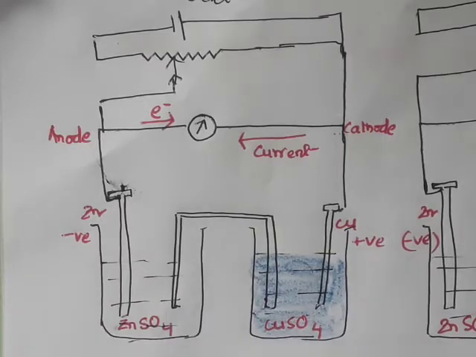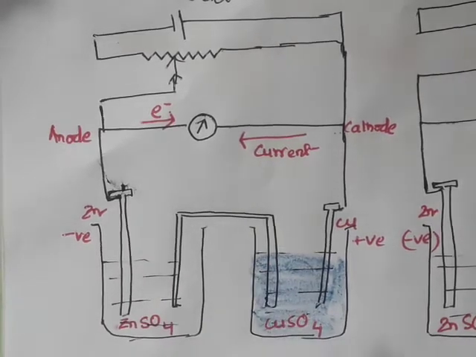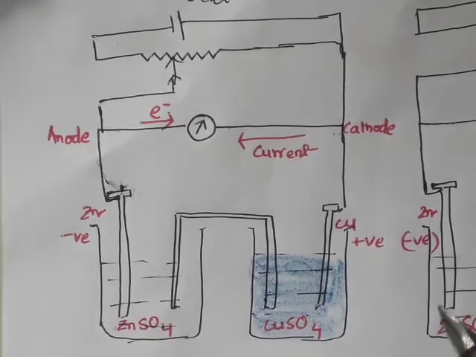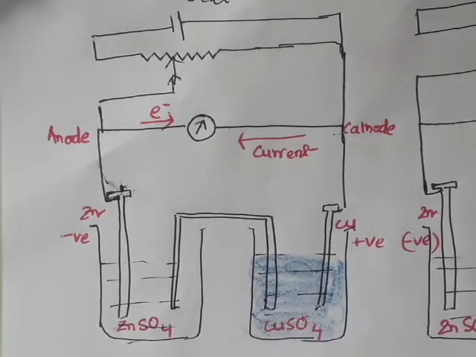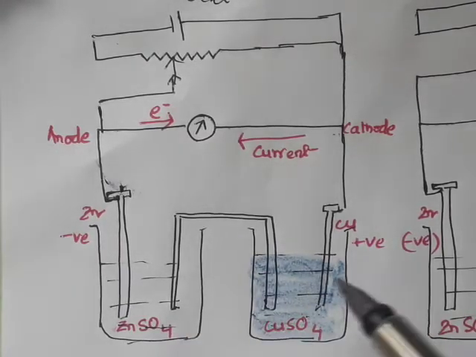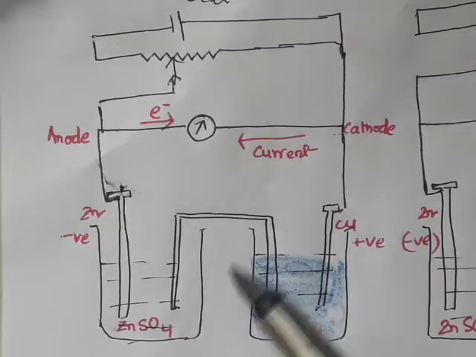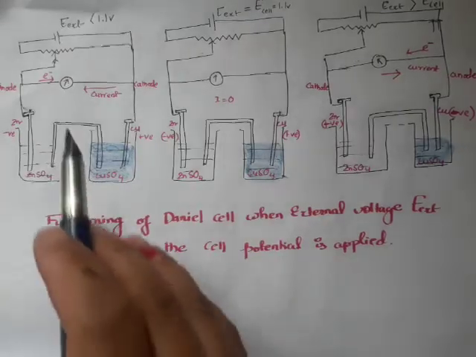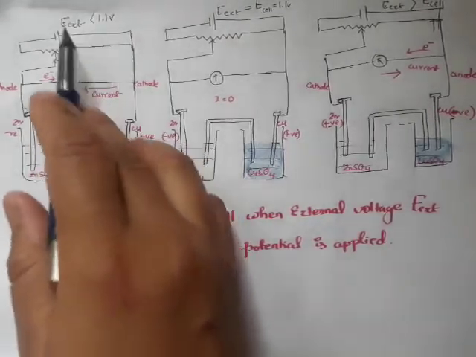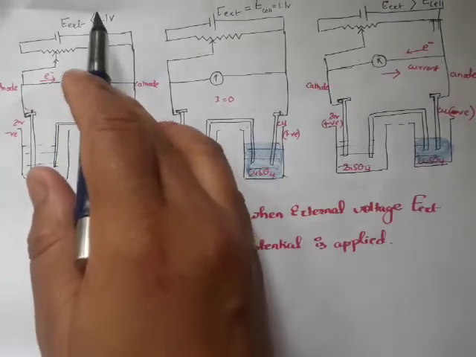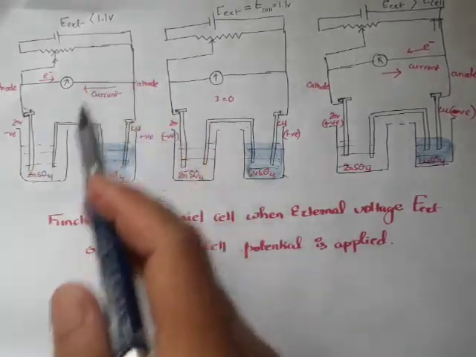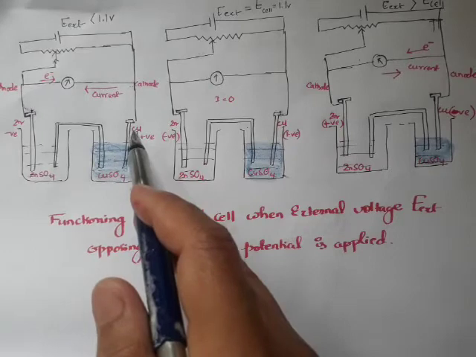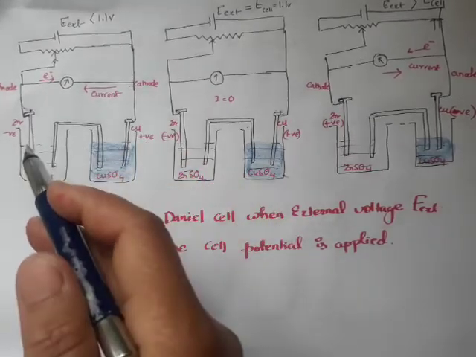Now if an external opposite potential is applied to the galvanic cell and increased slowly, we'll find that the reaction will continue to take place till the opposing external voltage reaches the value of 1.1 volt. When the applied voltage is lesser than 1.1 volt, the same thing happens: zinc loses electrons, those electrons travel to the copper, reduction takes place at copper, and oxidation takes place at zinc.